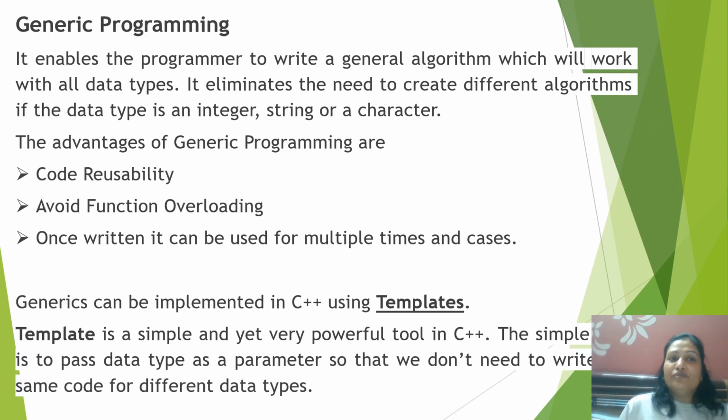Next is generic programming. Basically, generic programming enables the programmer to write a general algorithm that will work with all data types. For example, the data types can be an integer, a string, or a character. It means it eliminates the need to create different algorithms for different data types. So there are three important advantages of generic programming. First is code reusability. Second, it avoids function overloading. And thirdly, once it is written, it can be used multiple times and in multiple cases. Generic programming can be implemented in C++ using templates.